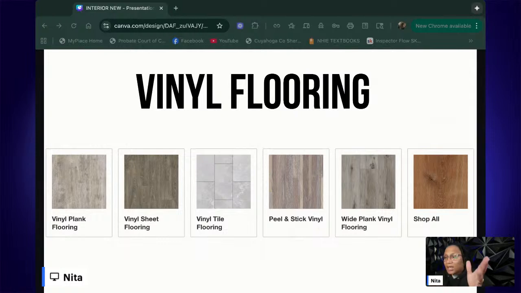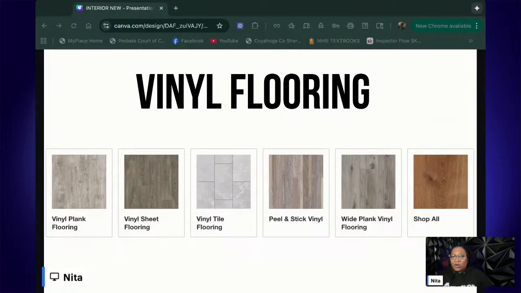You can get them in all different types of looks, as you can see here. If you want it to look like wood, if you want it to look like tile, they even have the little squares that you can actually peel and stick. So vinyl can come in all of these different styles for you.